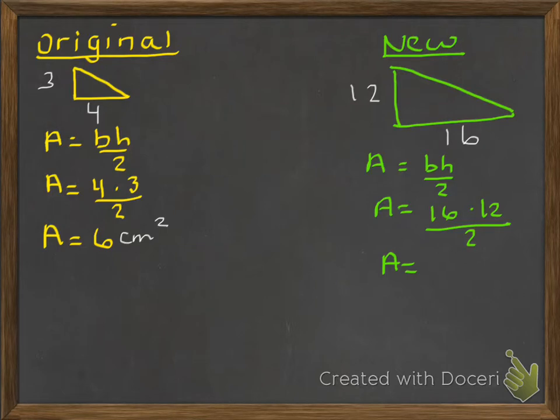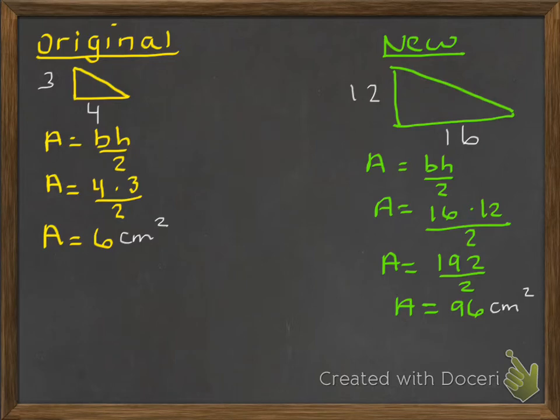So 16 times 12 gives you 192. And you're going to divide that by 2. And that's going to give you 96. And remember, I gave you the centimeters squared. So it'll give you 96 square centimeters. Okay, so now you've put the numbers with it.